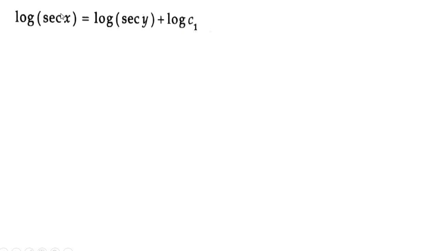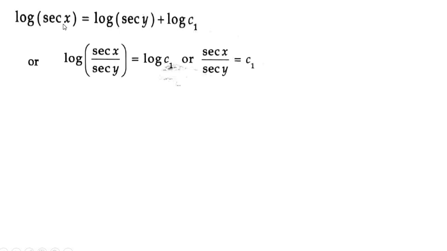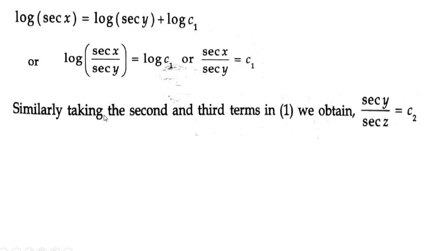So I'll bring this log of secant y to the LHS. So you will get log of secant x minus log of secant y. Apply the property of logarithm, log m minus log n is log of m by n. Now apply anti-log on both sides. So you get secant x by secant y is equal to c1. Okay, secant x by secant y is equal to c1.